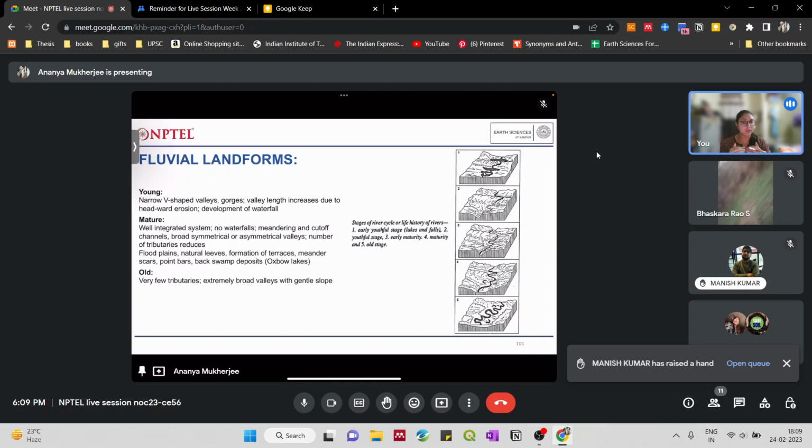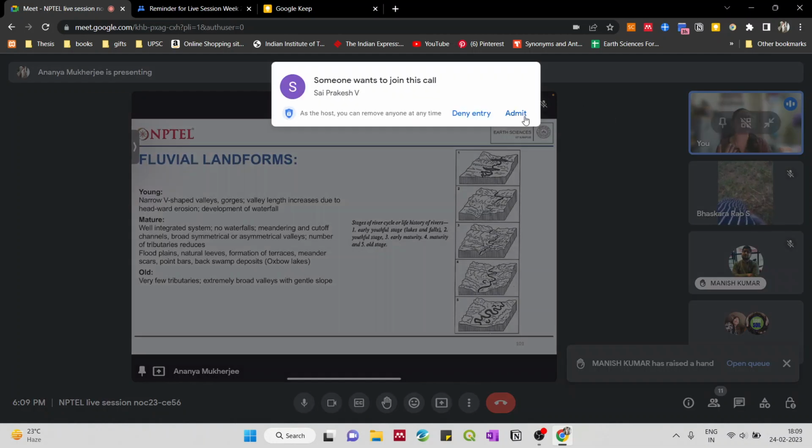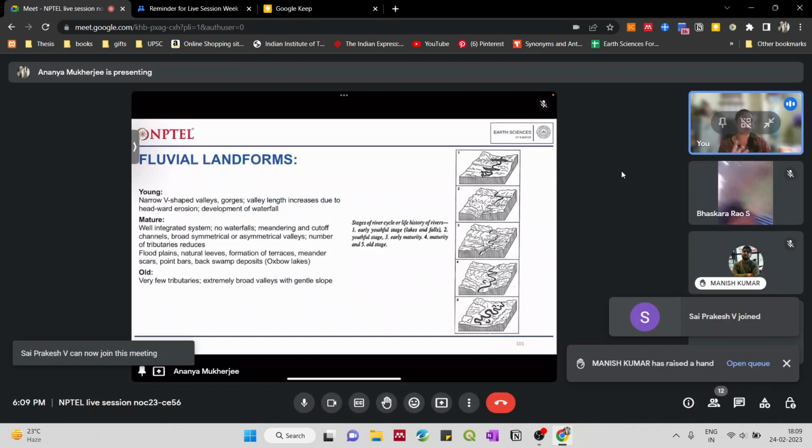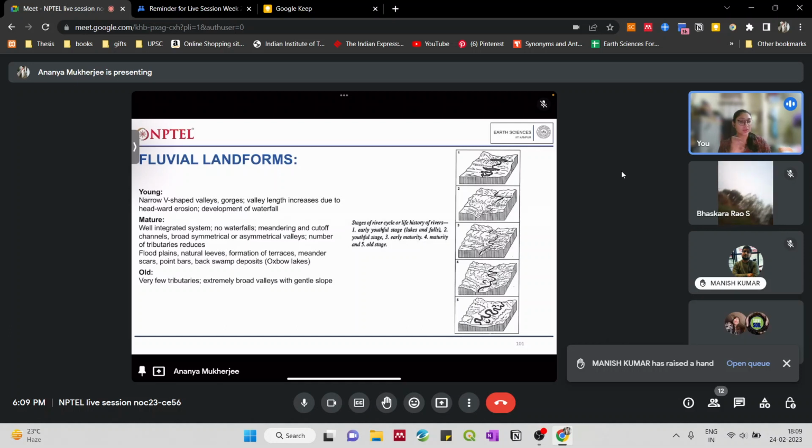And then in old stage, the amount of fine particles or sediments that are carried in the river stream is mostly suspended in nature. That reduces its erosional capacity. So mostly you will find depositional landforms associated with the old stage of the river.